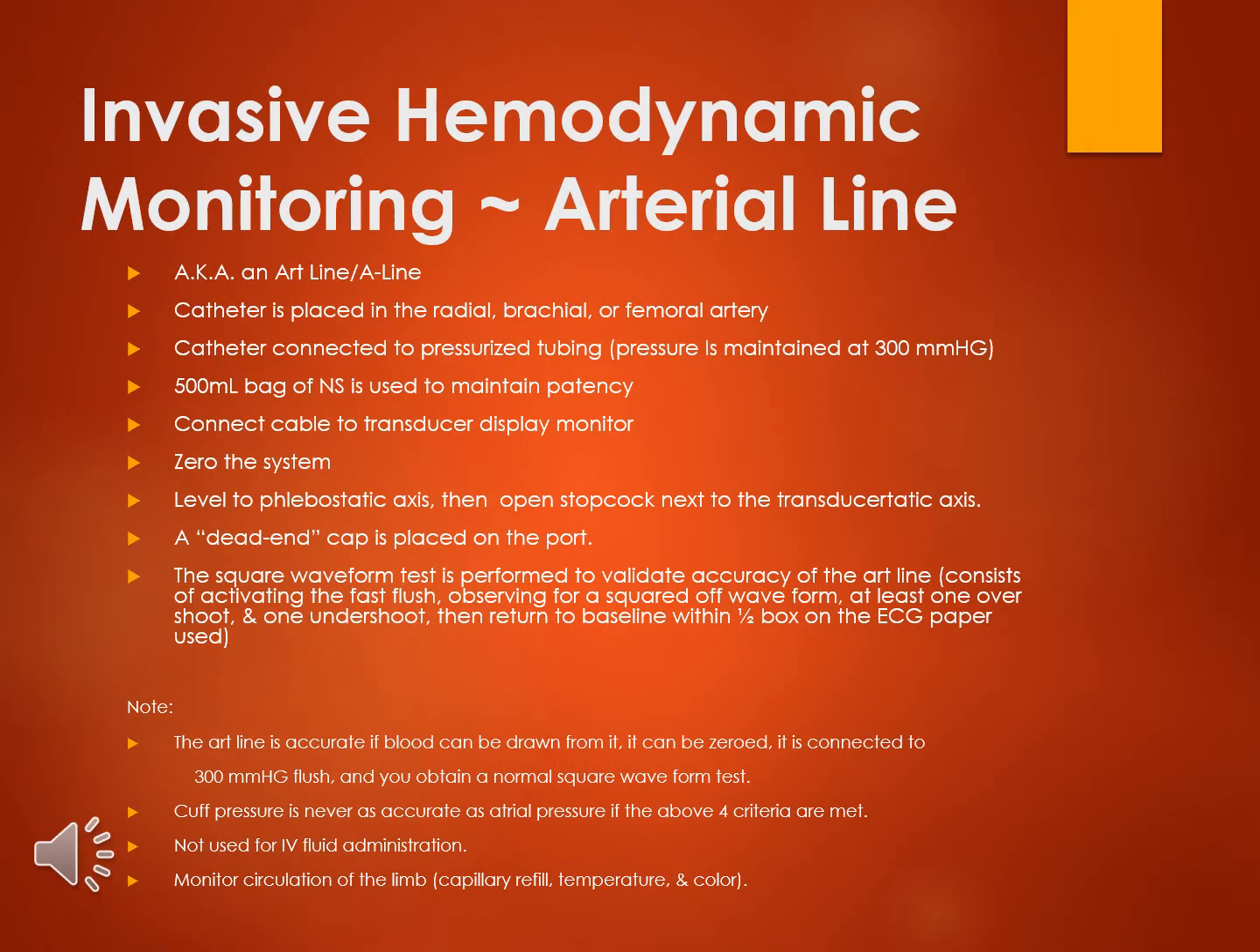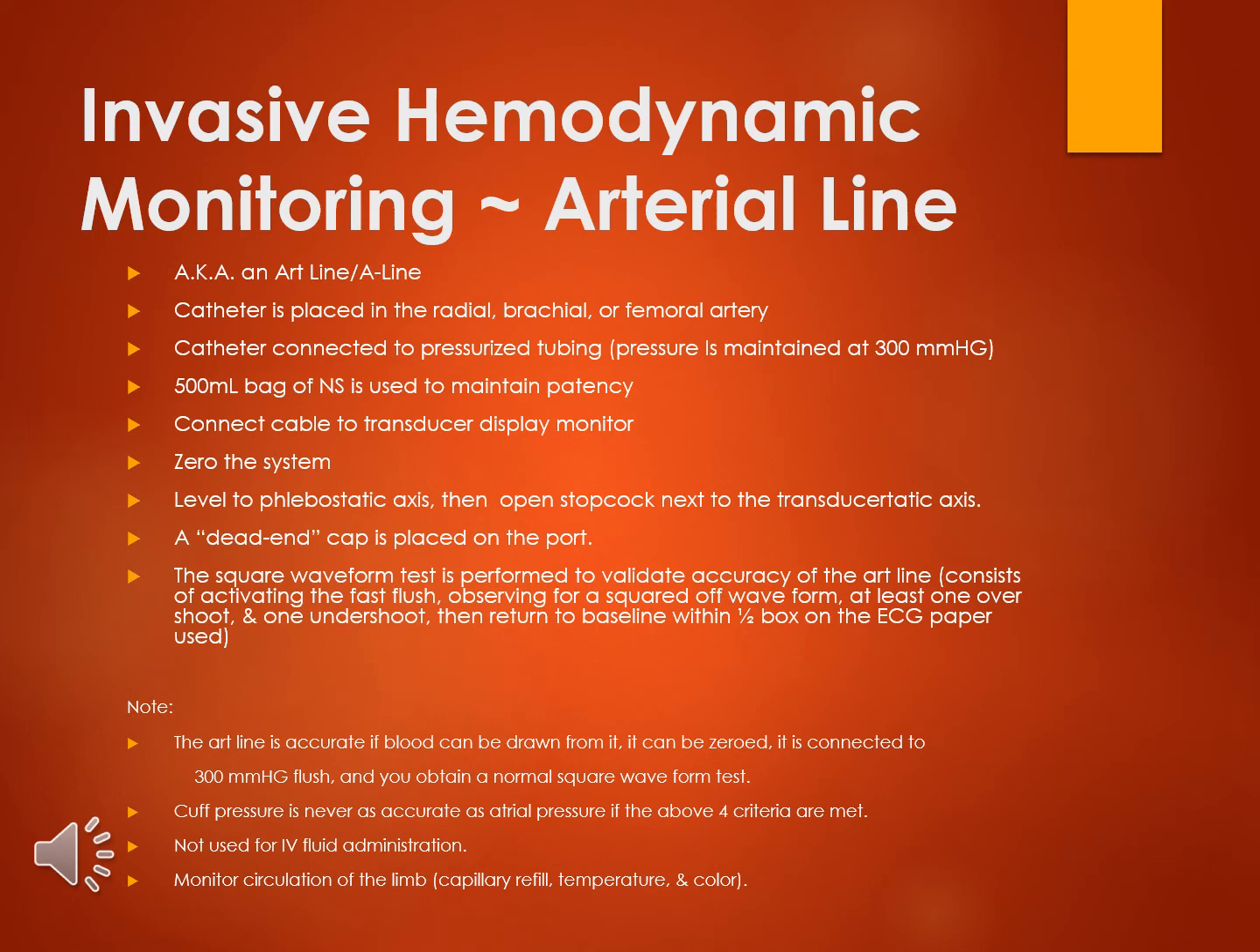Invasive hemodynamic monitoring is done through an arterial line, also known as an ART line or an A line. It is a catheter that's placed into an artery, such as a femoral, brachial, or radial artery. The catheter is connected to a pressure tubing. An IV bag of normal saline is hung, and a pressure bag is put around that to hold the pressure at about 300 millimeters of mercury. That will help maintain patency of the line.